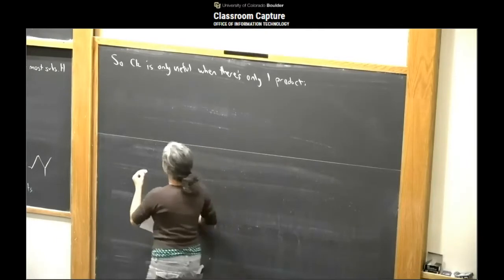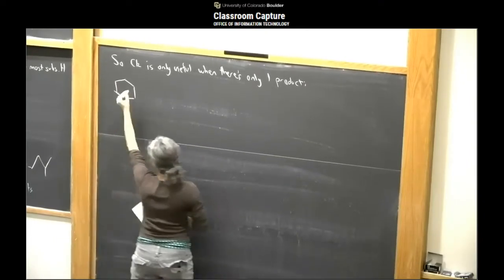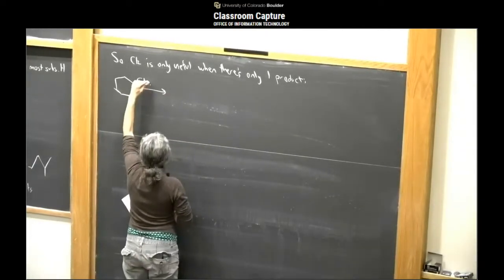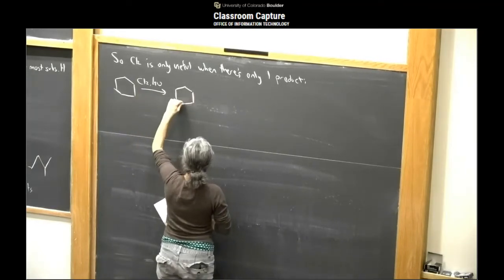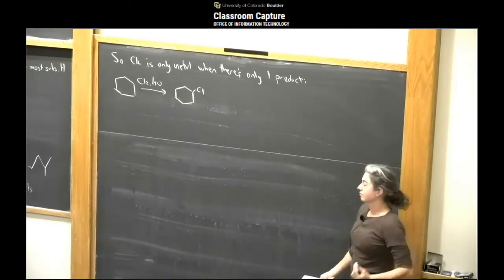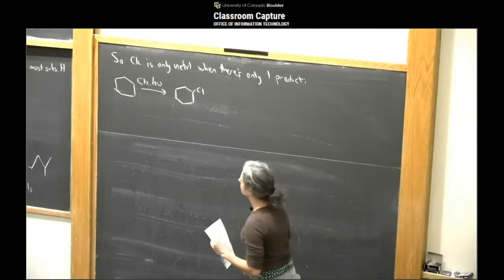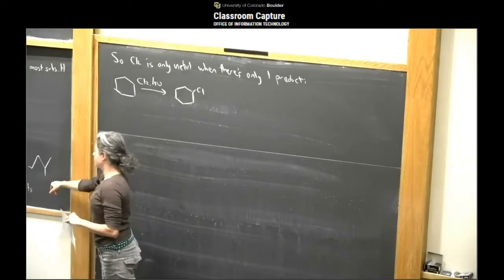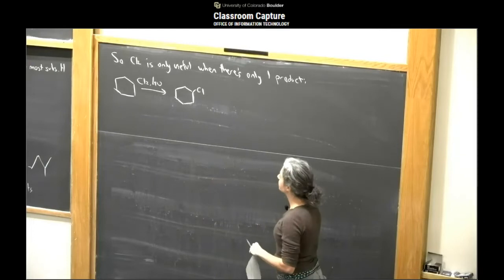So for example, if we took cyclohexane and hit it with Cl2, H nu, the only thing we're going to get is just chlorocyclohexane. Okay, so this would be useful, but most other molecules, there's different options, and so chlorine's kind of a mess. But bromine is still nice and predictable.